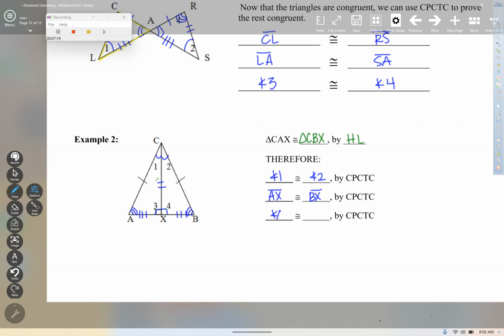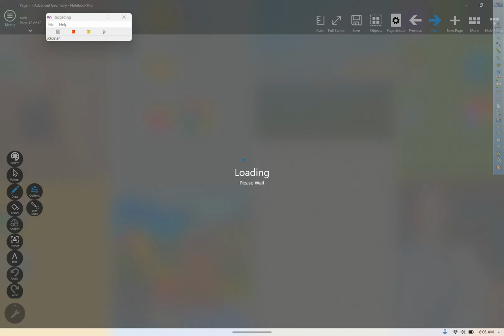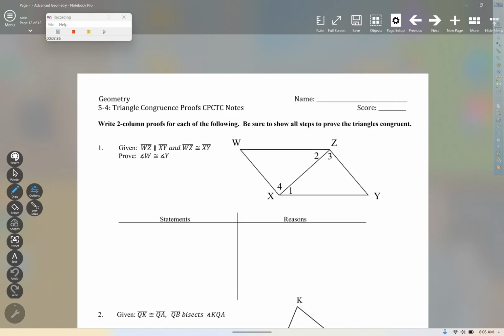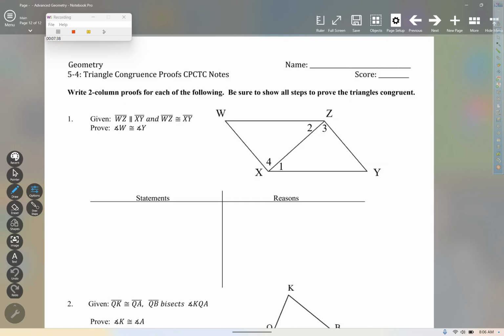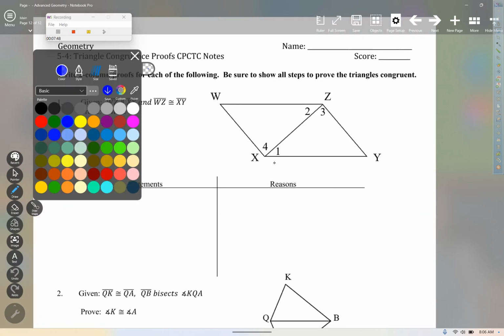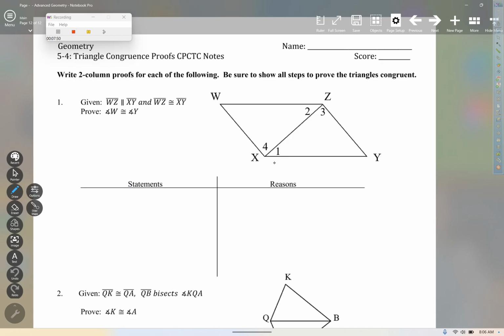All right, let's go ahead and head over to the next page. Write a 2-column proof for each of the following. Be sure to show all steps to prove the triangle is congruent. So let's go ahead, and we have practice with this. We're going to write down our given. Segment WZ is parallel to segment XY, and segment WZ is congruent to segment XY. That is given.